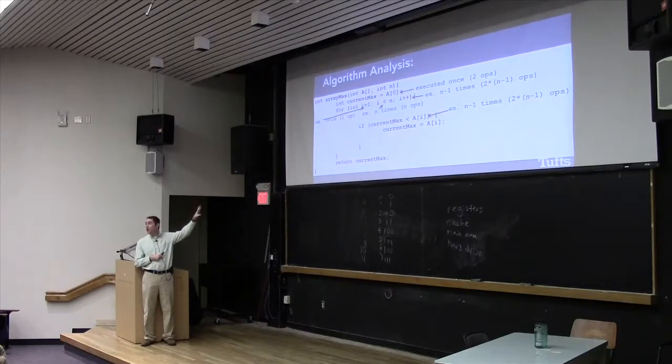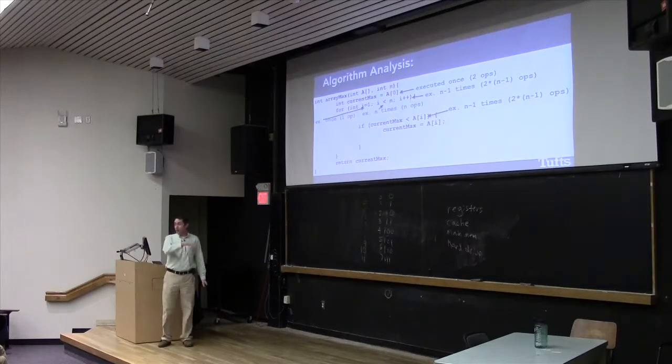So in this case, how many times does current max equals A of I happen? We don't really know, because it depends on what's in the array. Why? Because it could be that the first value in your list is the maximum. And then you never have to do this part again. Right? You do it once. Or it could be that your maximum is the last value, and it's increasing as you go, so that every time you check current max versus what's in the array at that location, it's always less. And so you have to do this every time.